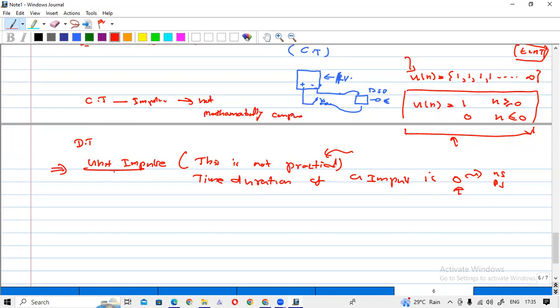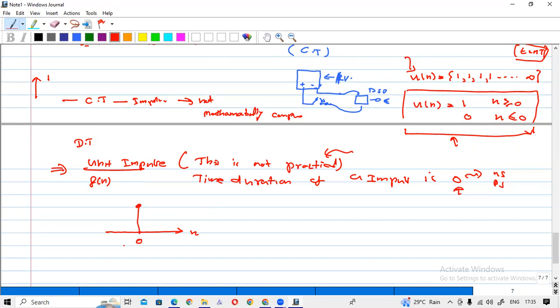But the discrete time unit impulse is also not practical. It is impractical, but it is not mathematically complex. It is easy, because in the continuous time we put the arrow. That means the area should be here. We are not talking about the area, the value is what. So if you represent the unit impulse, normally preferred using delta n.